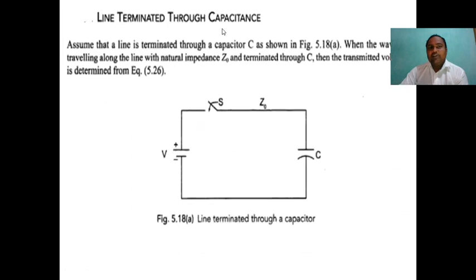Line terminated through a capacitance. The line terminations are a very important topic. So assume that a line is terminated through a capacitor C as shown in the figure. When the wave is traveling along the line with natural impedance Z0, terminated through C, then the transmitted voltage is determined.